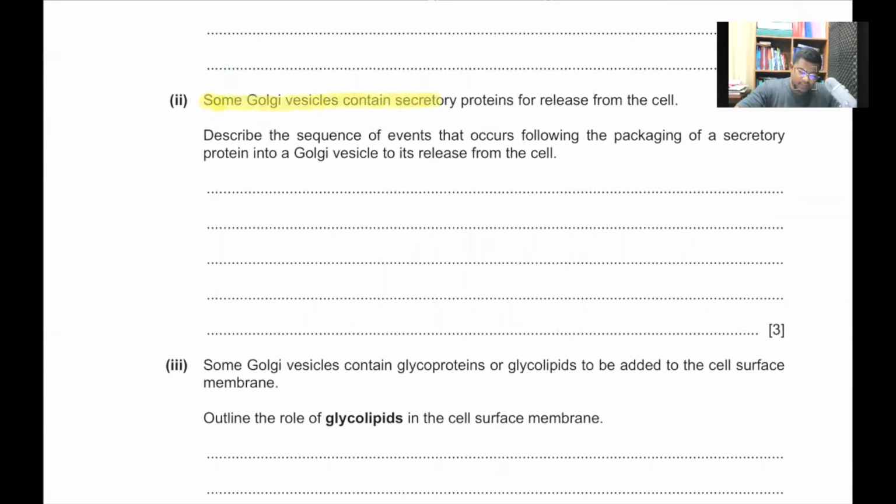Some Golgi vesicles contain secretory protein for release from the cell. Describe the sequence of events that occur following the packaging of a secretory protein into a Golgi vesicle to its release from the cell. So the vesicle will first move towards the cell surface membrane by following the cytoskeleton. And then the vesicle will fuse with the cell surface membrane and the protein will be released by exocytosis.